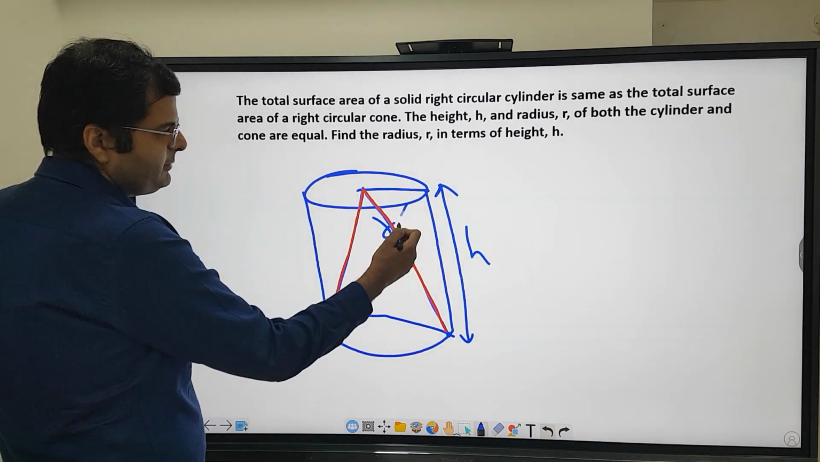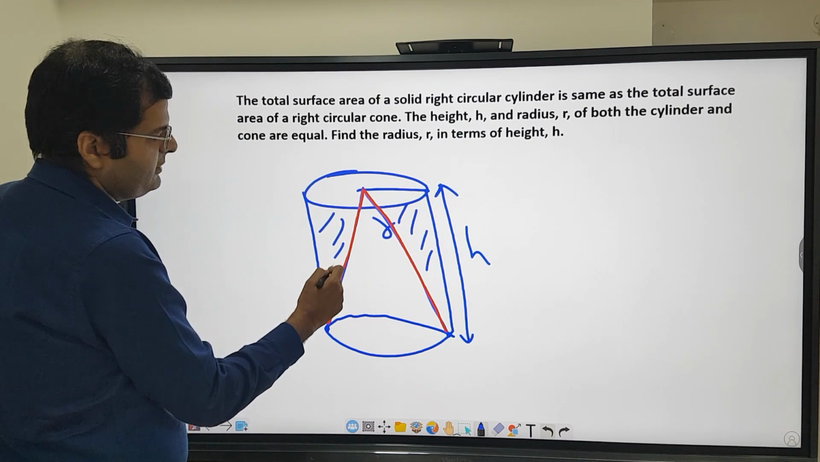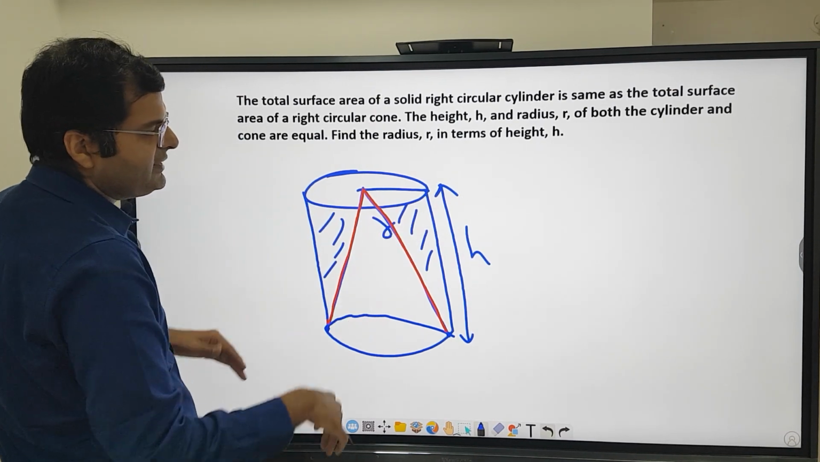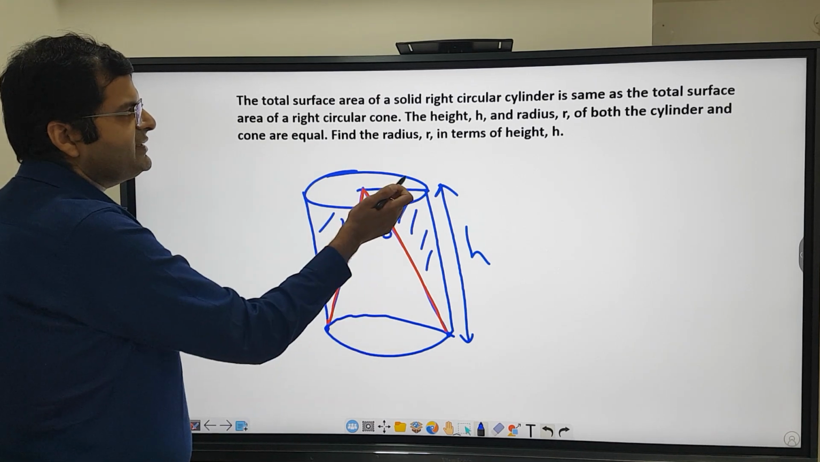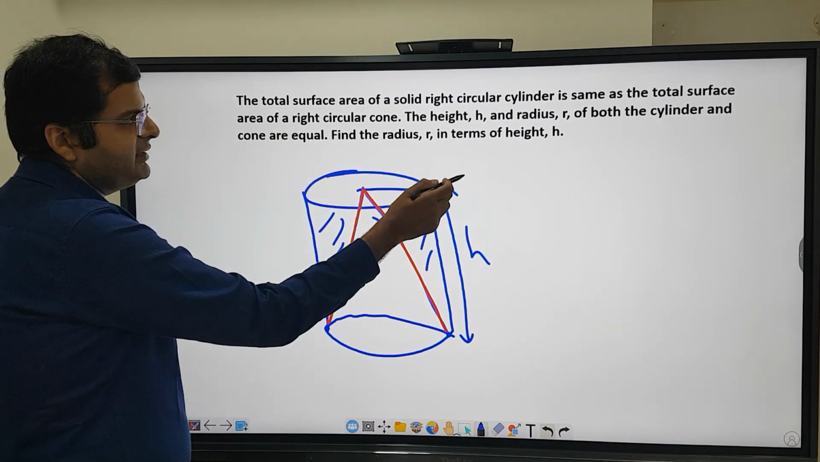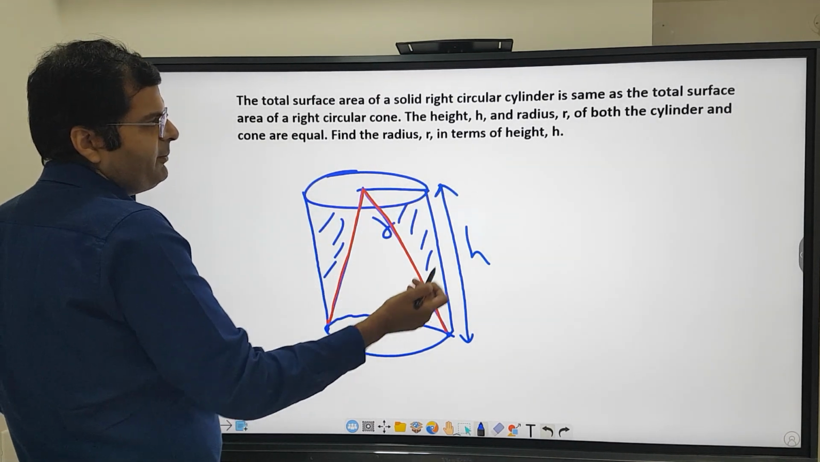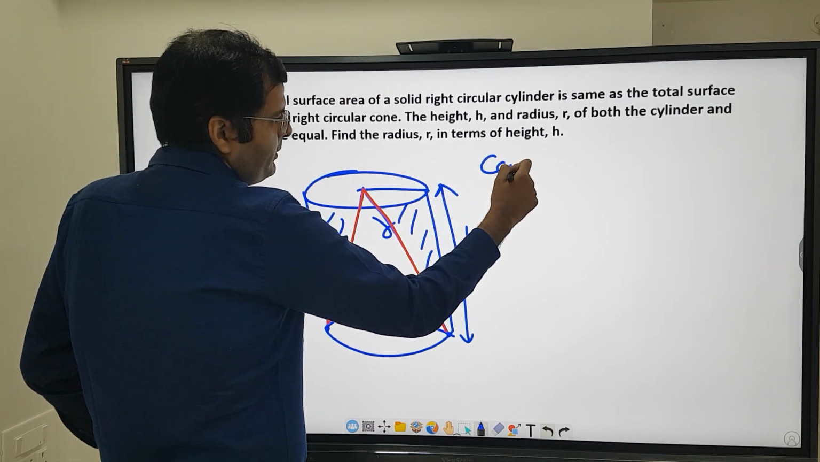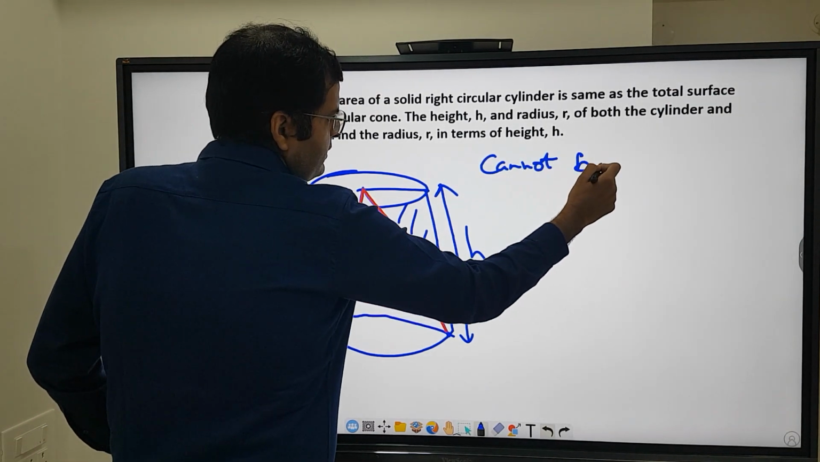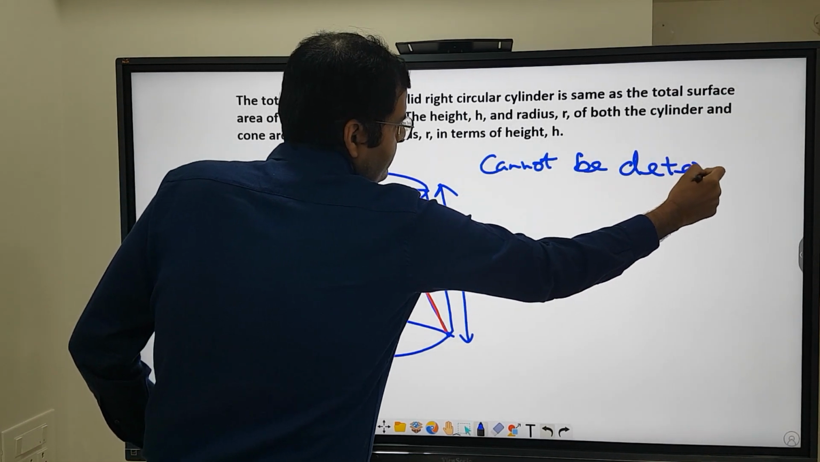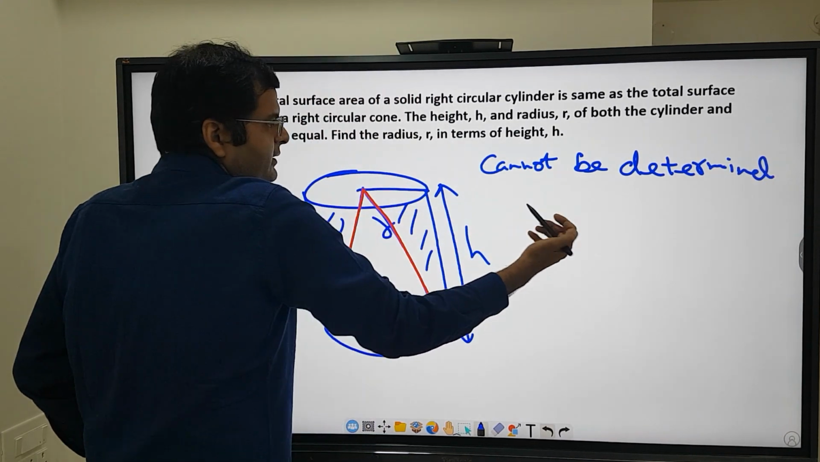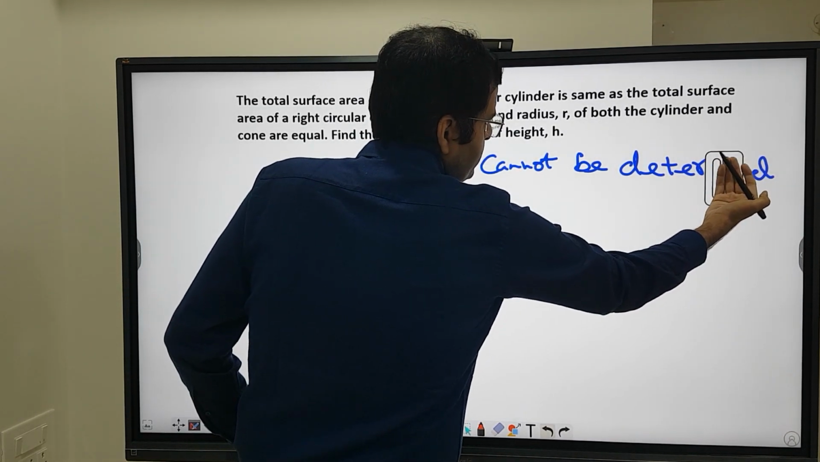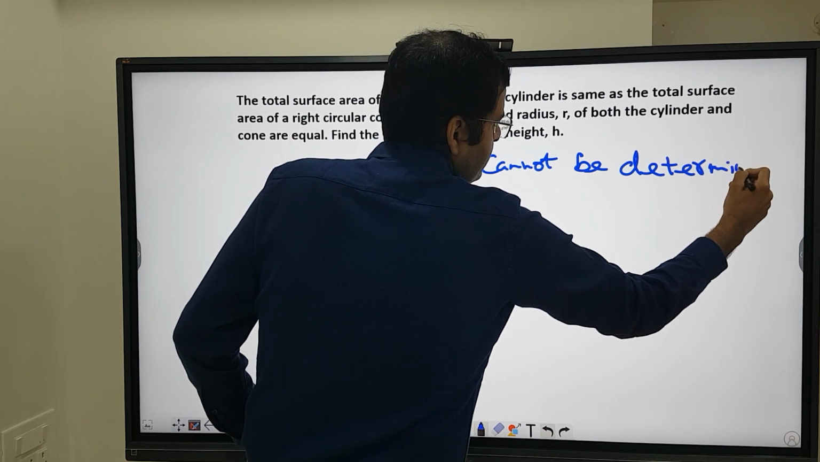If you look at it, this part over here which I am shading, this is basically a circular part which is extra in the cylinder, which is not there in the cone. So this is never possible. So you have to find the radius in terms of height h. This is never possible. So the answer is cannot be determined.